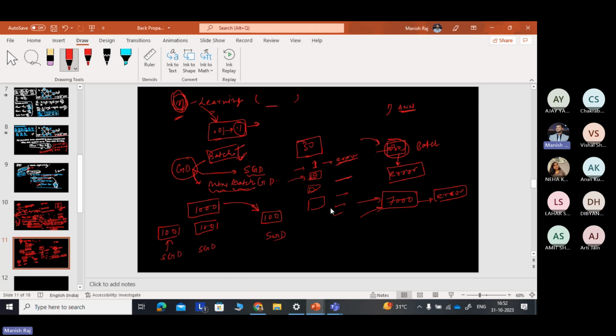When you apply the ANN algorithm, these are the hyperparameters. Okay, will anyone tell me what hyperparameters are?